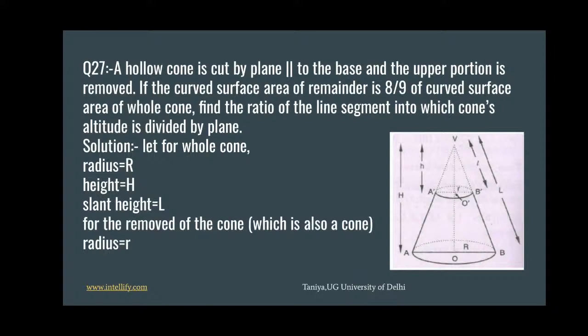Next question is: a hollow cone is cut by a plane parallel to the base and the upper portion is removed. If the curved surface area of the remainder is 8/9 of the curved surface area of the whole cone, find the ratio of the line segments into which the cone's altitude is divided by the plane. So in this question we have to find the ratio of the height of the removed cone and the whole cone.